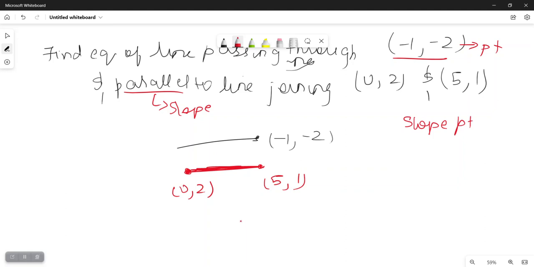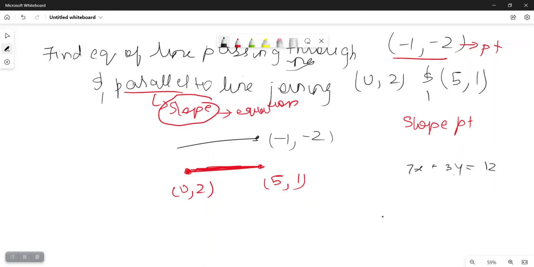Basically, our idea is what? To use slope point form. Now, to find the slope, we need to first have the equation of the parallel line. Once we have the equation of the parallel line, say suppose after finding we get it as 7x plus 3y plus 12, it is very easy to get the slope of the parallel line. And from there, it is also very easy to get the slope of the required line.